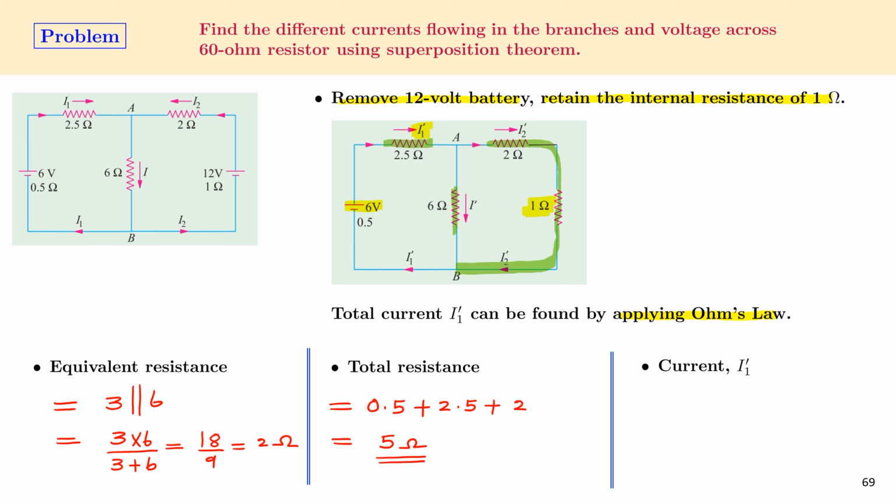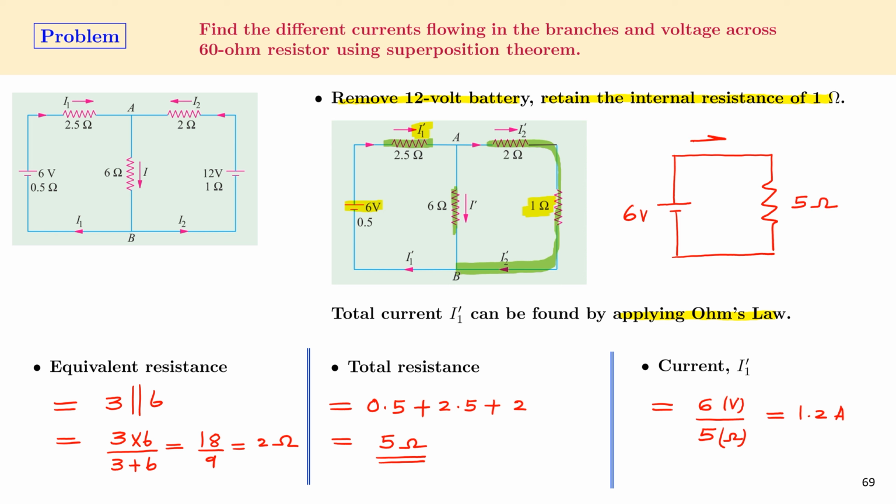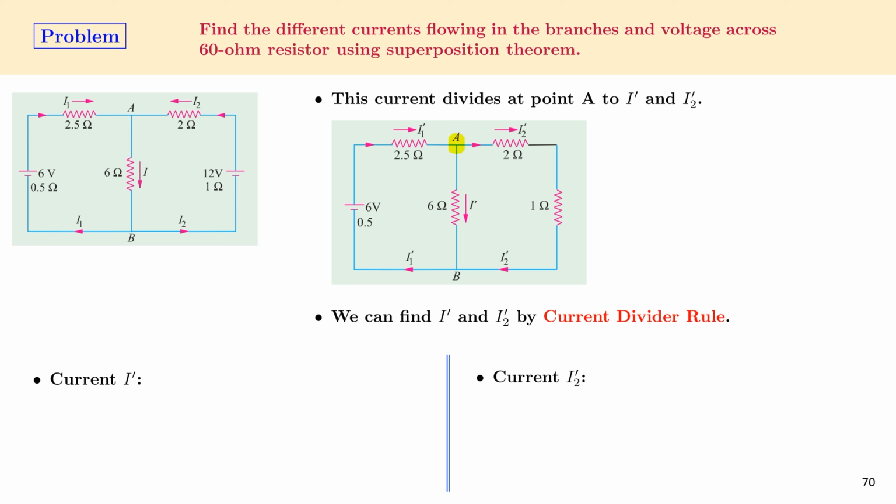Now the current I1 prime can be found out by taking the ratio 6 divided by 5, and that is equal to 1.2 ampere. That is, when we have only the 6 volt power supply, which has an internal resistance of 0.5 ohms in the circuit, the total current that is going to flow in the circuit is 1.2 ampere. When I1 prime reaches node A, it divides into I2 prime and I prime.